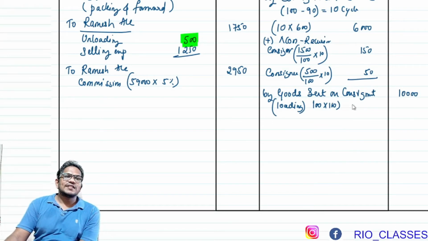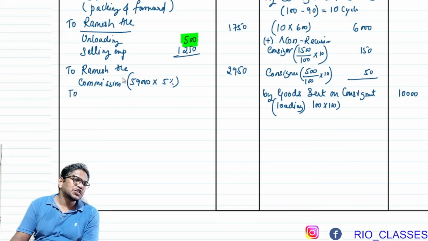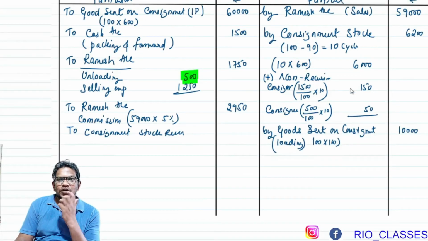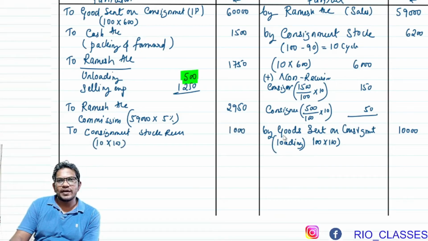Okay. Next, at the same time, my dear student, we need to find out the stock reserve here. Closing stock reserve, you can say, or consignment stock reserve. I'll write it here, consignment stock reserve. Why do we have to find it out? We need to find out the unrealized profit that exists in the bicycles. Very simple. We have only 10 bicycles here, and the loading was 100 each. That comes to 1,000. All right, 1,000 is your stock reserve.